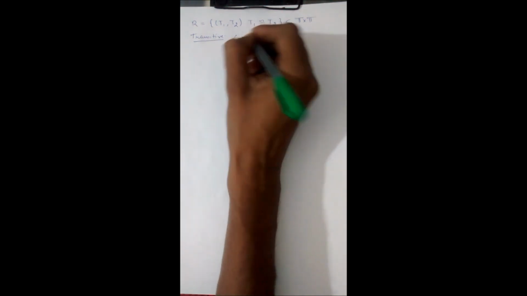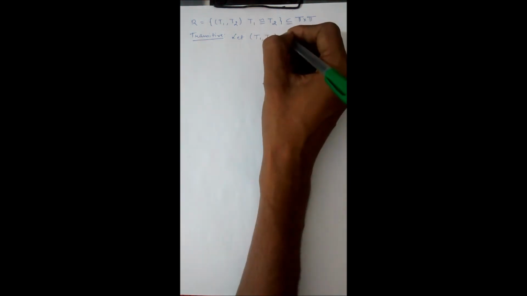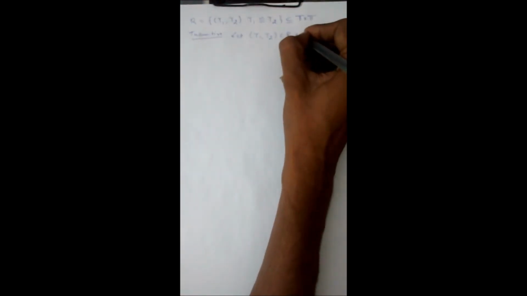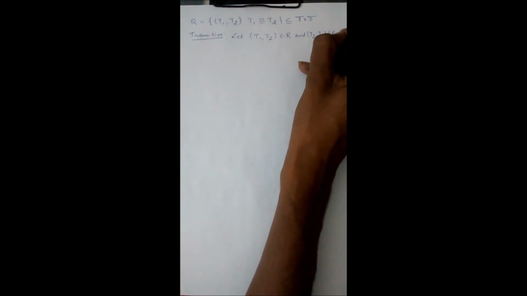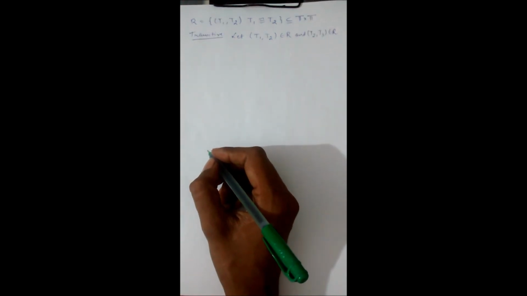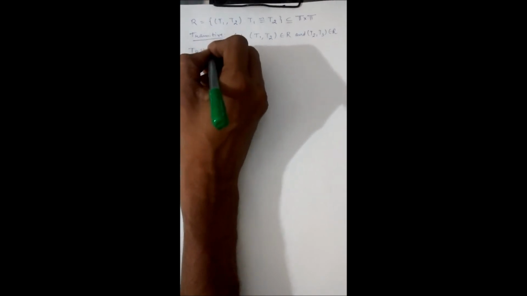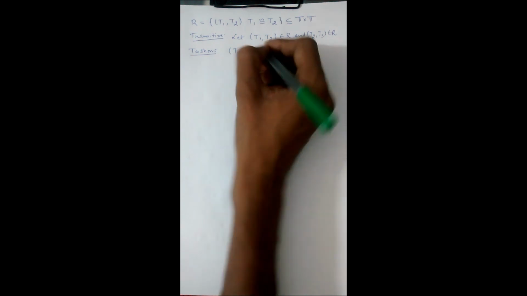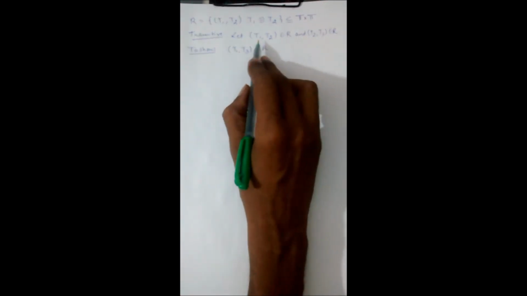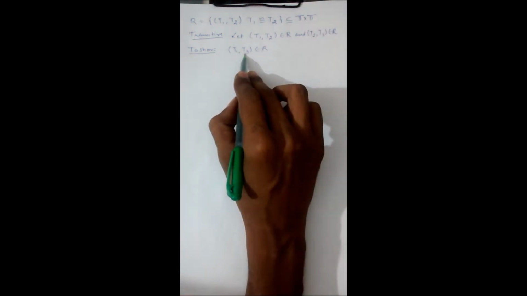For transitive, what do we need? Let any two ordered pairs (T1, T2) belonging to R and (T2, T3) belonging to R. To make it transitive, I need to show that the ordered pair (T1, T3) also belongs to R. That is, if T1 is related to T2 and T2 is related to T3, then T1 must be related with T3.